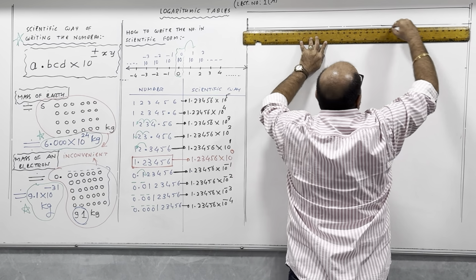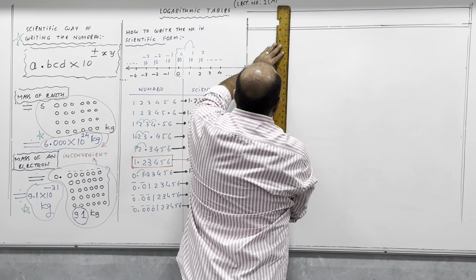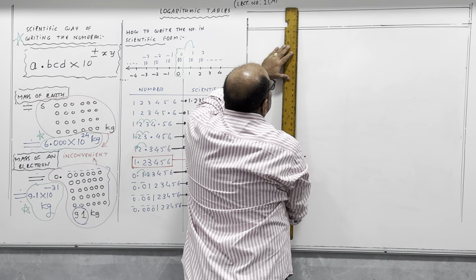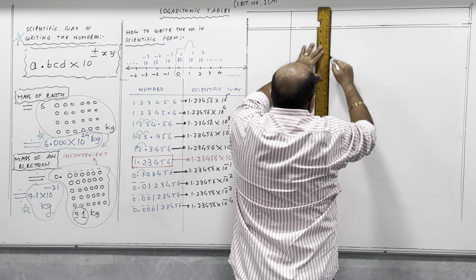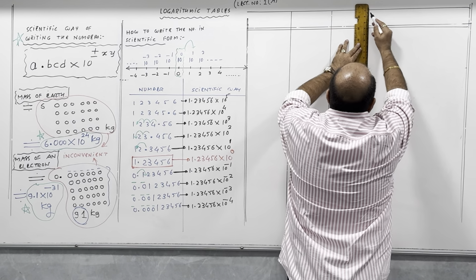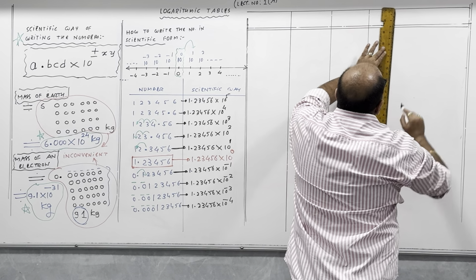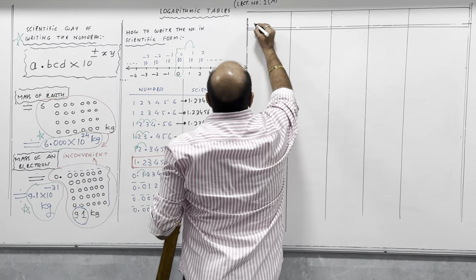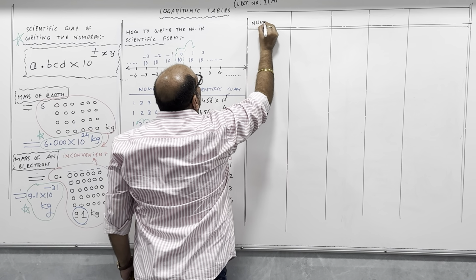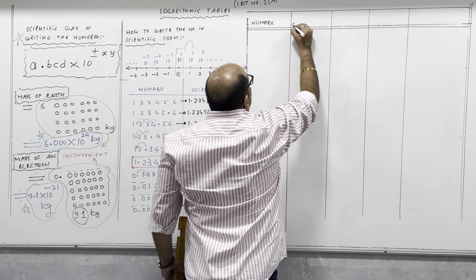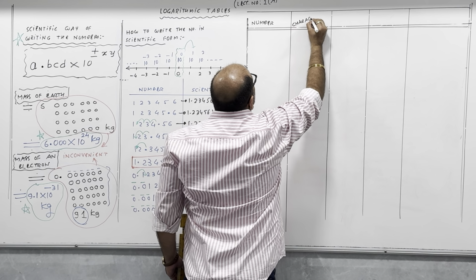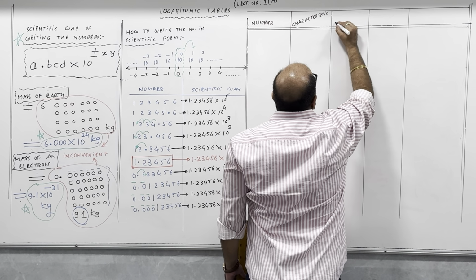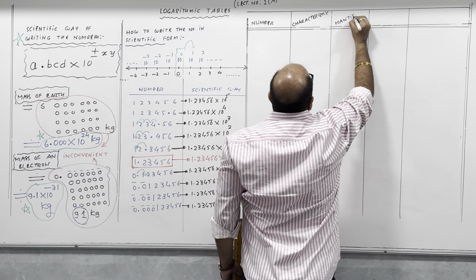As I told you, your very first column is about numbers. Your next column is characteristic, the next is mantissa, the next is answer. Here I am going to write all 15 numbers for you on the board. Characteristic we are going to learn in the next class, that is lecture number 2. Then mantissa also in the next class.